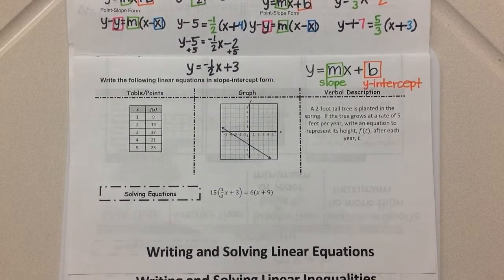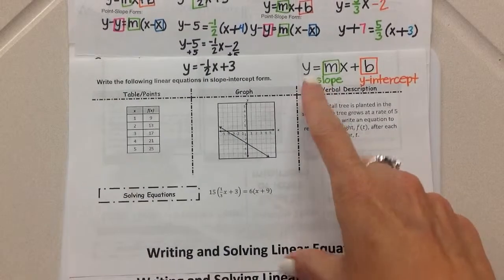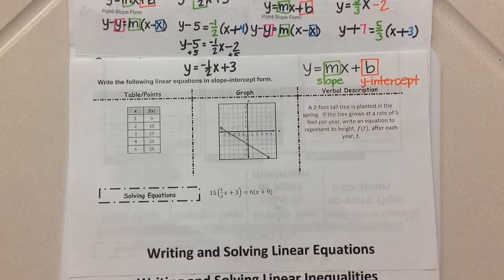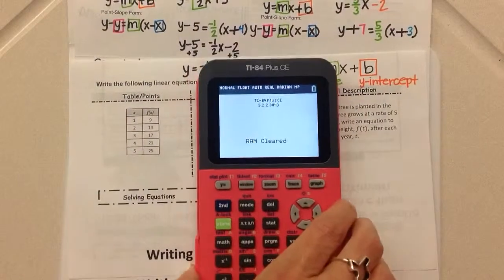Okay, so now we're going to look at writing linear equations in slope-intercept form from a table, a graph, and a verbal description. And remember, y equals mx plus b is your slope-intercept form, so I need a slope and I need a y-intercept. I need a starting place. So when they have a table of values, that makes it really easy.